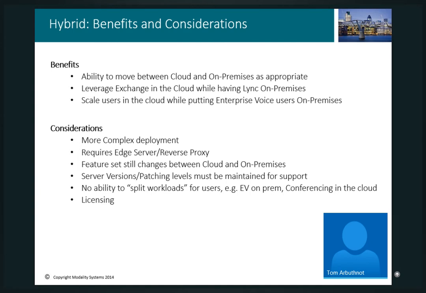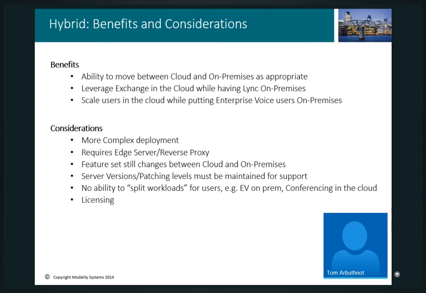Something that people bring up a lot that isn't available is split workloads. So I want to have my Lync users on-prem and give them persistent chat and IM and presence, but I want them to do conferencing in the cloud because that scales well. Or I want to do enterprise voice on-prem, but I want to do IM and presence in the cloud. That's not available. You pick one or the other. So you have to make your choice and stick to it.